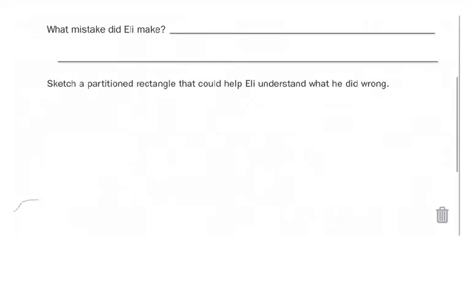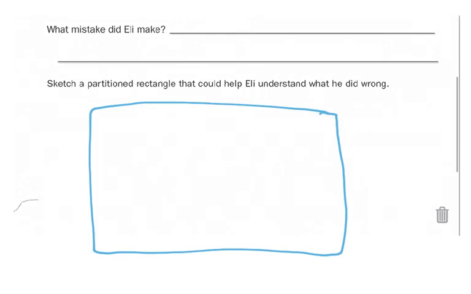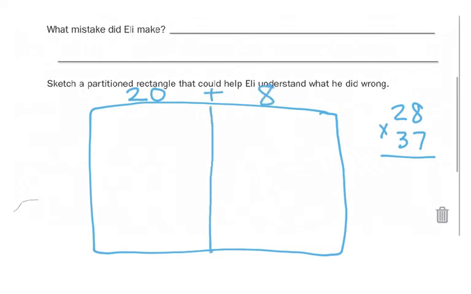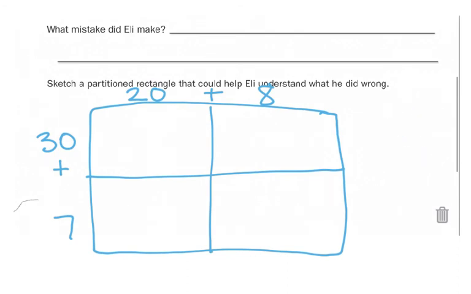And then it asks me to sketch a partitioned rectangle that could help Eli understand what he did wrong. And this will be the last thing that we do on the video. So remember, he took 28 times 37. So we're going to go ahead and take 28 and think of it as 20 plus 8. And then 37 as 30 plus 7. So let's help Eli with his problem. I'm going to go ahead and erase this.